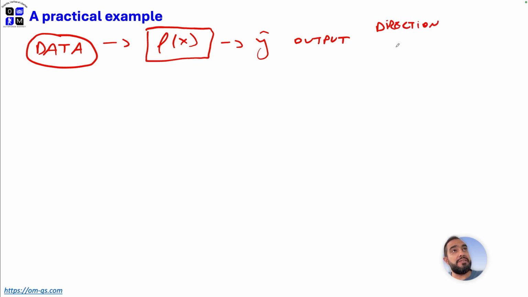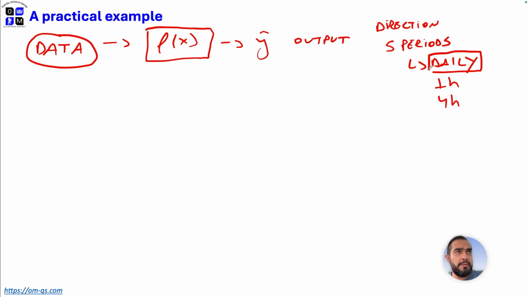of a given asset in the next 5 periods. Commonly, this period is the daily one, but you can do every 1 hour, every 4 hours, whatever you want. But let's stick with the daily.